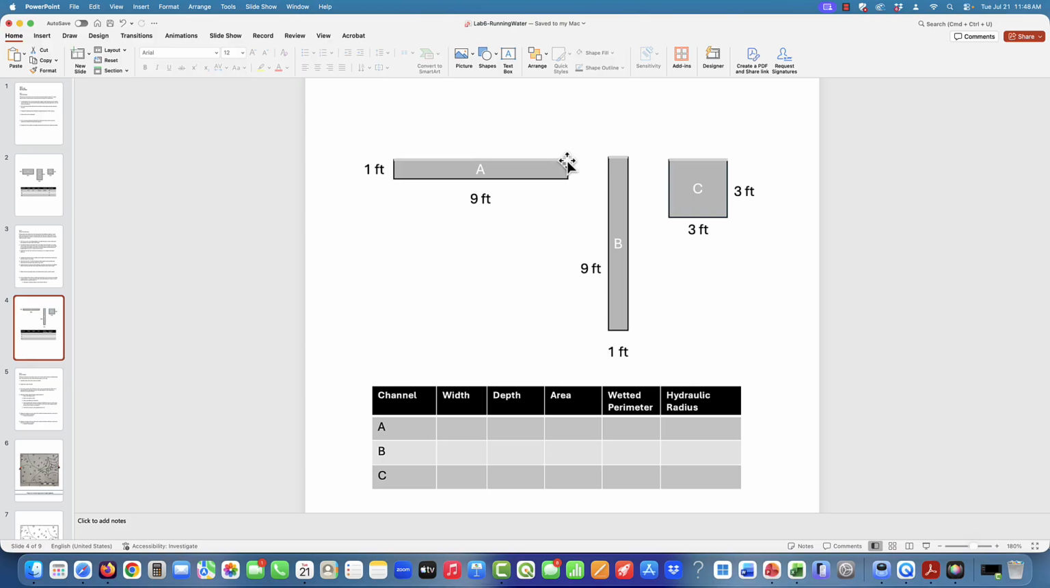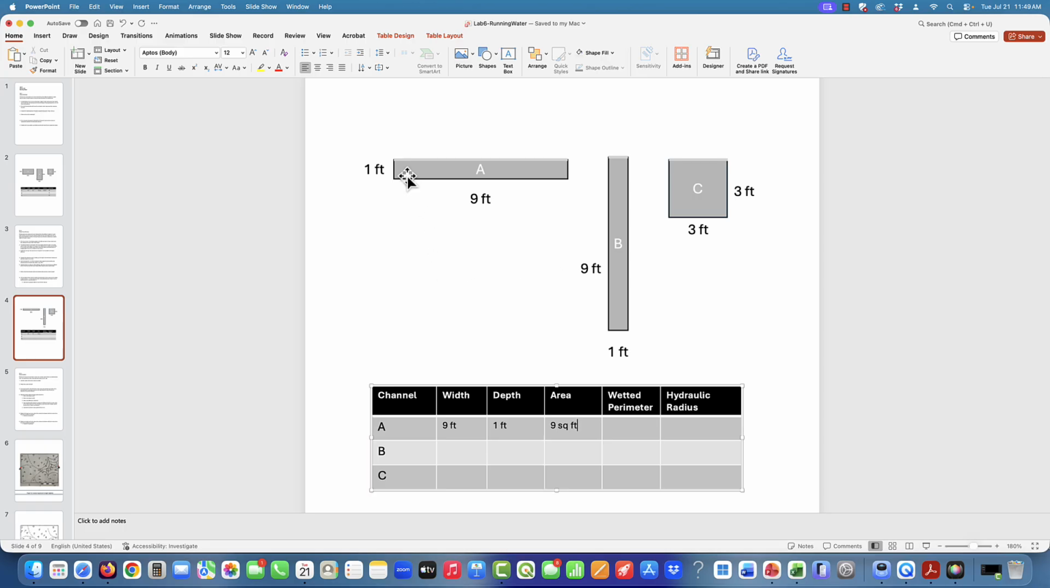And when we're calculating wetted perimeter and hydraulic radius, we don't count the top part because that friction with the air is pretty minuscule compared with how much friction we get with the sides of the channels and the bottom of the channel. So for channel A, let's go ahead and do this calculation. The width of that channel is 9 feet. The depth of that channel is 1 foot. And if we multiply those two to get the area shown in gray here, the cross-sectional area of the stream channel, we would get 9 square feet.